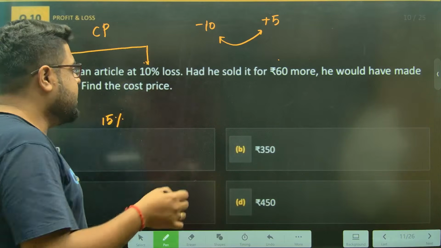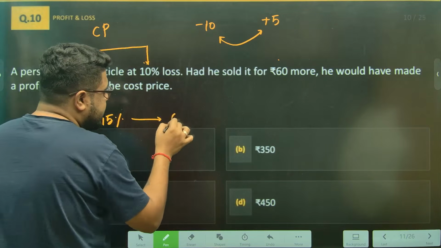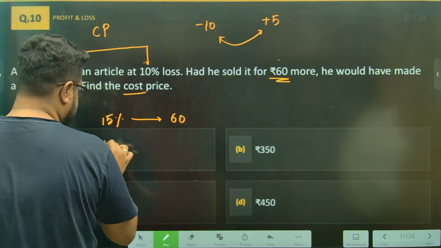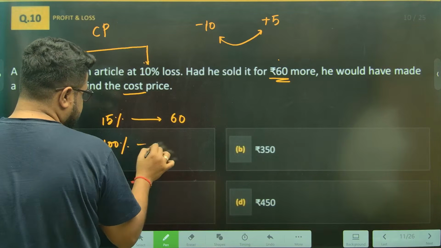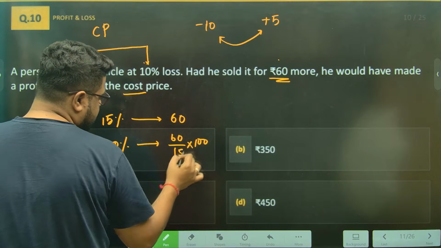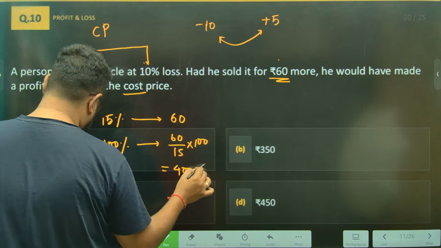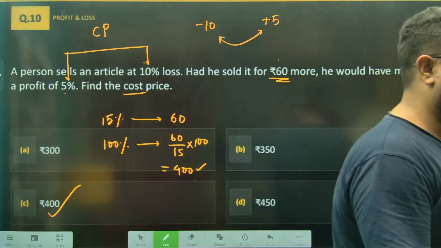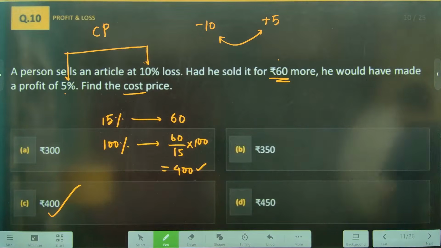15% of CP is 60 rupees. This is the difference. Sir, CP they are asking, meaning 100% value. 60 by 15 into 100, which is 400 rupees. Again, answer is C. Again, sir, your answer is 100% C.